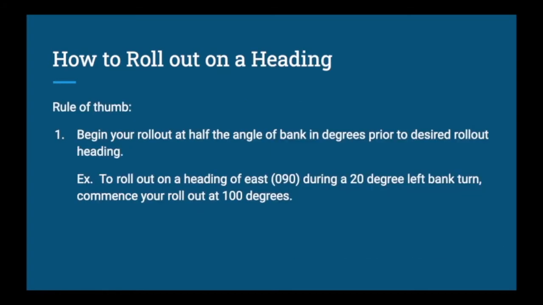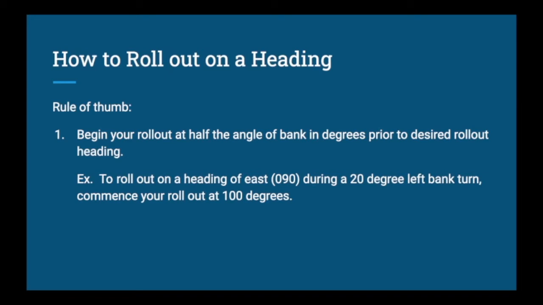Now, if you wanted to roll out on a specific heading, there is a rule of thumb that you can use, and that's beginning your rollout at half the angle of bank prior to the desired heading. So an example of that is, you want to roll out on east during a 20-degree left bank. So you'd commence that rollout at half of your bank angle. So we're banked at 20, we would roll out 10 degrees early. So as soon as you hit 100 degrees, you'd start that rollout, and by the time your wings are level, you're going to be at 090 or east.